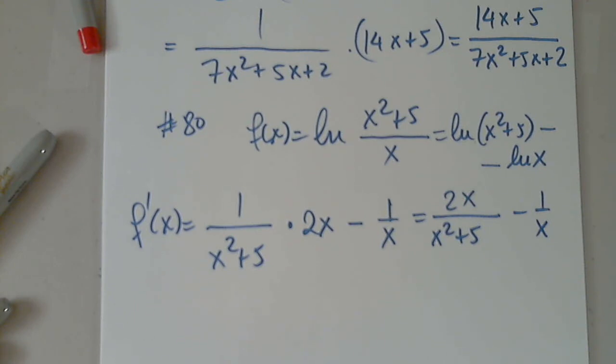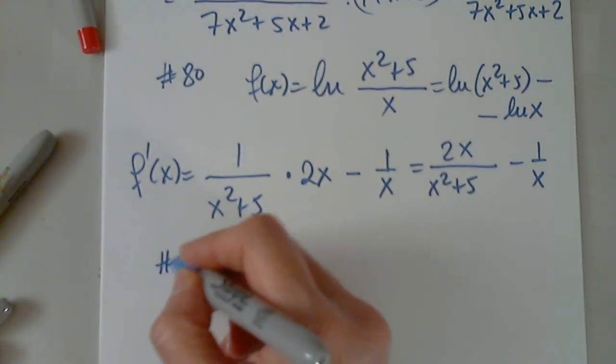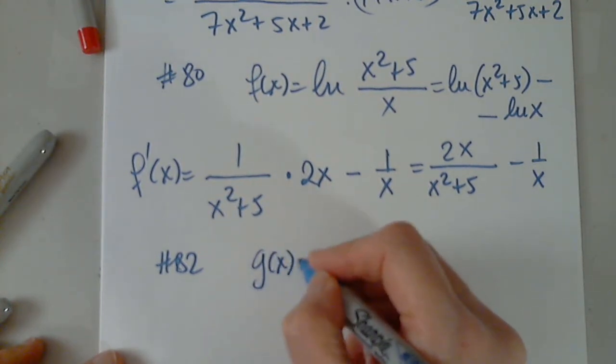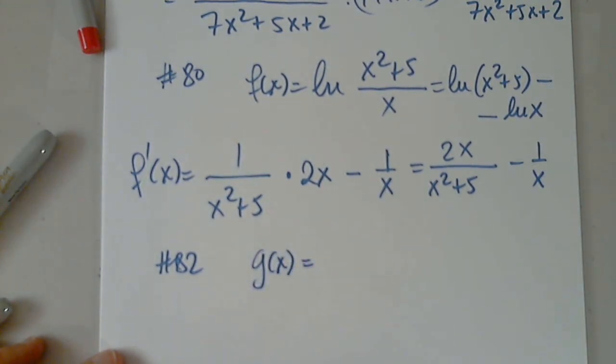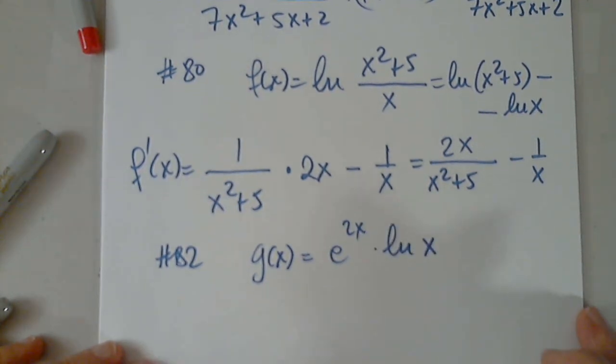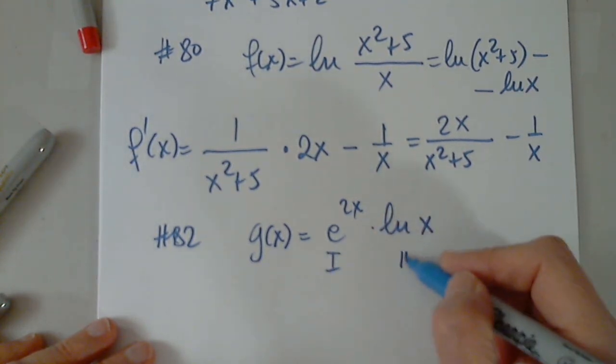Let's look at a product. Let's say 82. G of x equals e to 2x times natural log x. This is a product, and I have to use the product rule. Function 1, function 2.